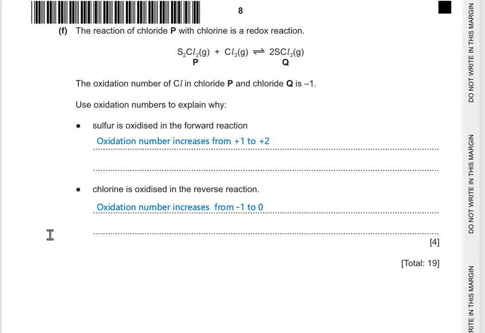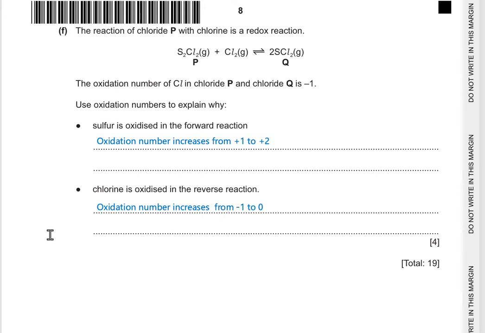So negative 2x, 1x, so x minus 2 equals 0. So x equals 2. That means S now has an oxidation number of +2. Because as you can see, we're using the compound oxidation number to determine the oxidation number of the constituent elements, which are S and Cl.